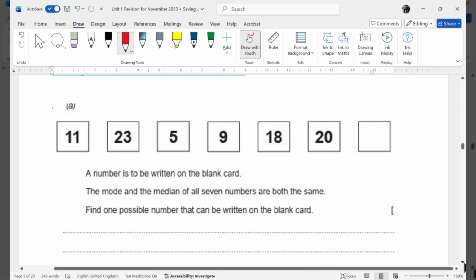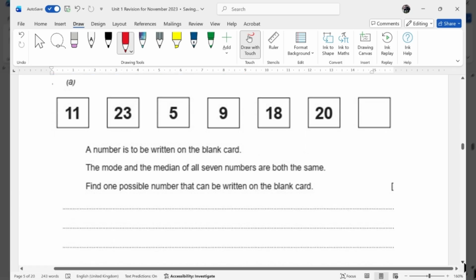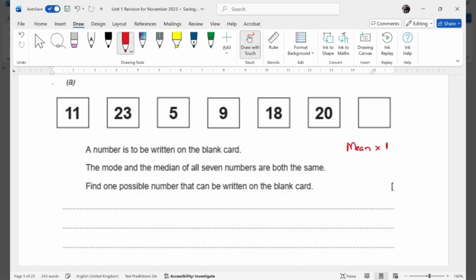Now, not my favorite, okay? However, remember that if they give you the mean, if you times it by the number of numbers, if that makes sense, the number of numbers, that will give you the total that they add up to, right?